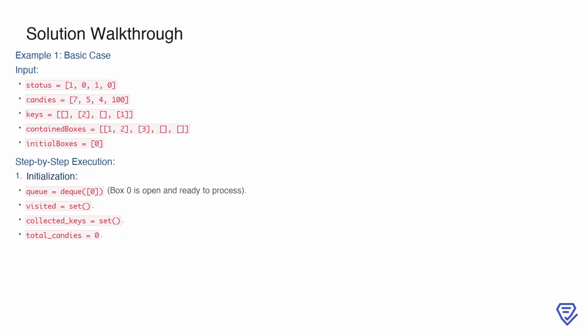To start, we initialize the process. The queue is set to contain the initial open box, which is box 0. The visited set tracks the boxes we've already processed, while collected_keys keeps track of the keys we've found. Finally, total_candies will accumulate the candies we collect. At this point, the queue contains only box 0, and everything else is empty or 0.